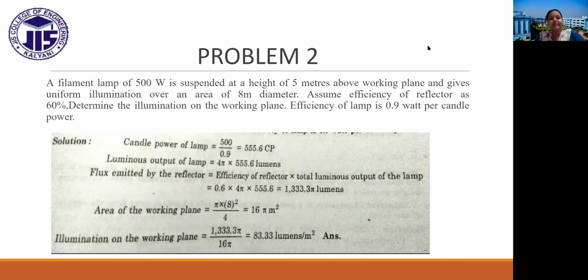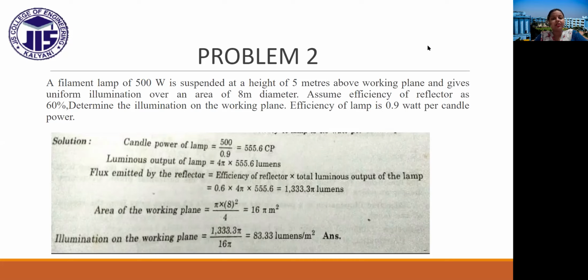Now flux emitted by the reflector will be efficiency of reflector into total luminous output of the lamp. So efficiency of reflector is 60%, so 0.6 into 4 pi into candle power. Actually 0.6 into total luminous output. Here area of working plane is given as 8 meter diameter, so area will be pi by 4 d squared. So it's 16 pi meter square.